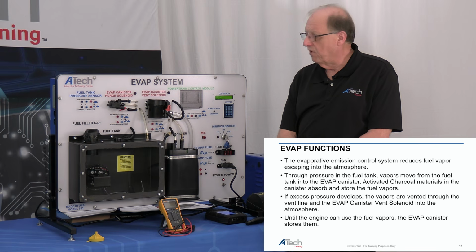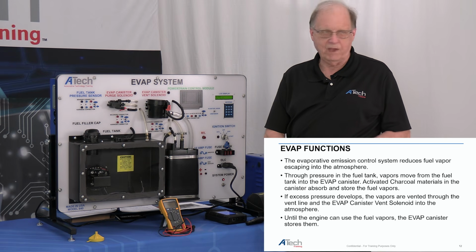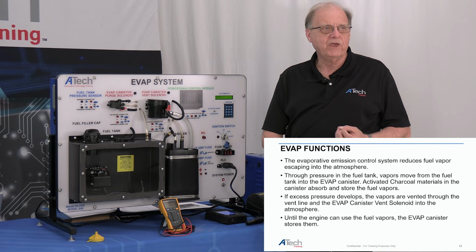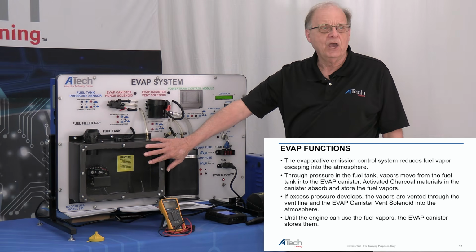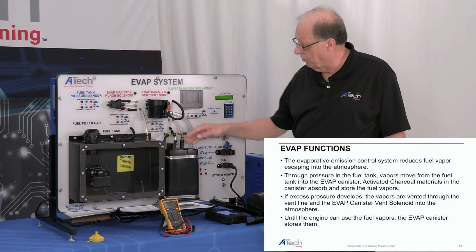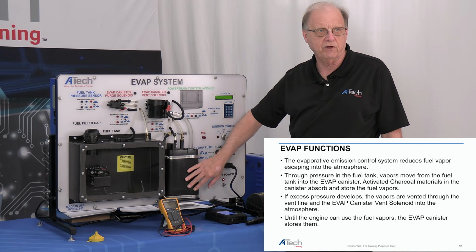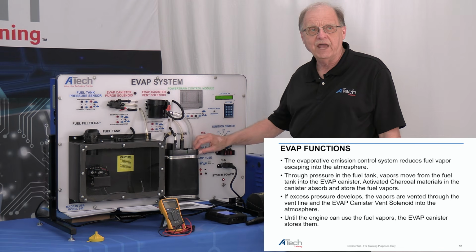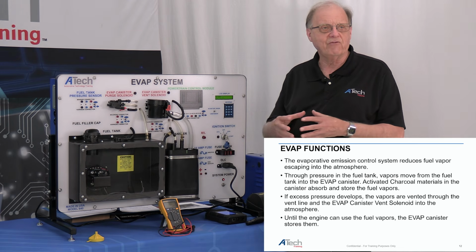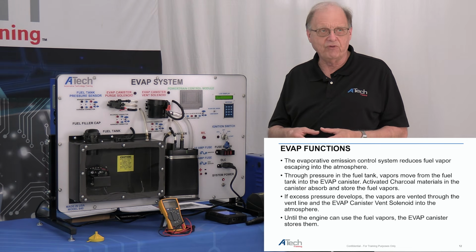Okay, the EVAP's function is to reduce the amount of vapor escaping to the atmosphere. If we look at it, the pressure in the tank is going to have the vapors in there, and they're going to go out and into the EVAP canister. Now, the EVAP canister is activated charcoal, if you've ever taken one apart. The whole idea is it's going to act as a temporary sponge to absorb and store the fuel vapors.